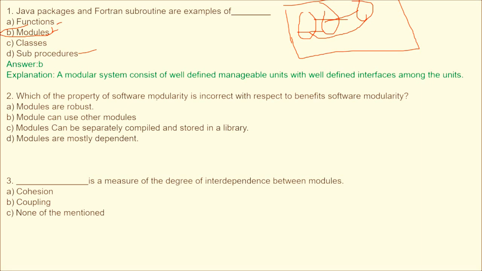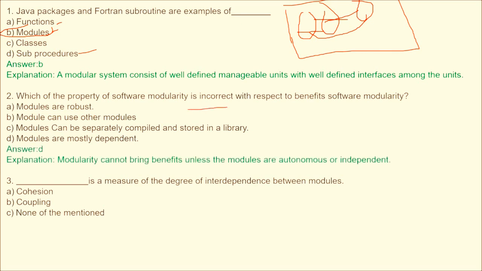Which of the properties of software modularity is incorrect with respect to benefits? If you talk about the advantages or benefits of software modularity, which one is incorrect? You have to answer this. Modules are robust. Modules can use other modules. Modules can be separately combined and stored in a library. Modules are mostly dependent. You have to choose the incorrect answer. And the answer is D. Modules are mostly dependent. Modularity cannot bring benefits unless the modules are autonomous and independent. So if they are dependent, there is no point of modularity.